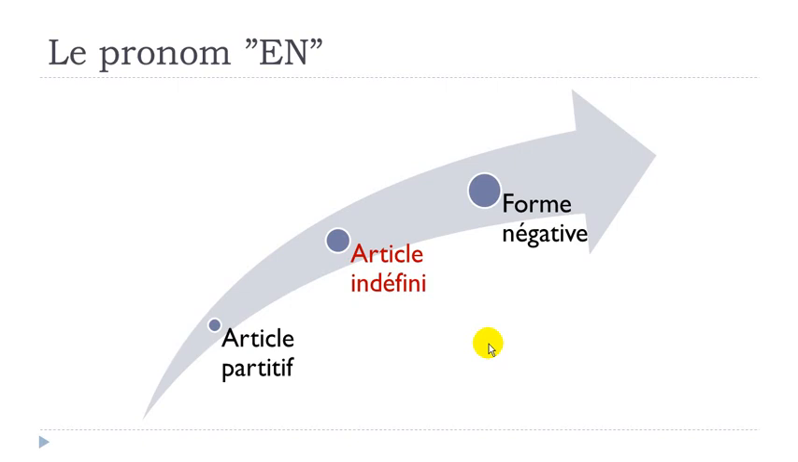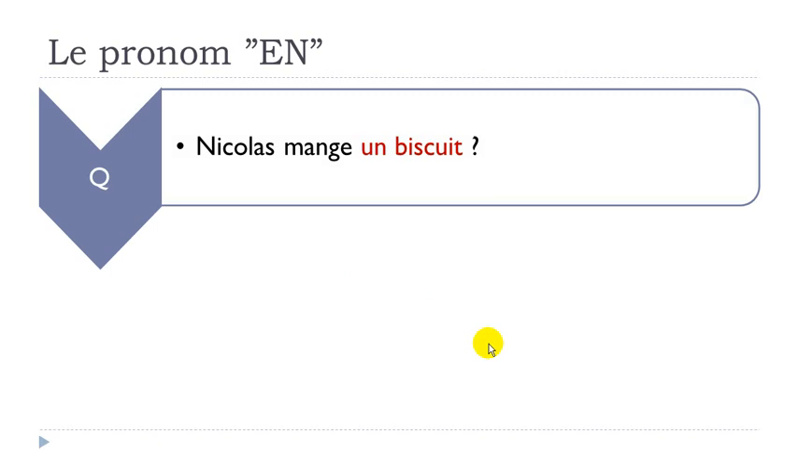Second structure, if you want to use le pronom en instead of an article indéfini. So let's see how it goes. In that case, you've got a question. Nicolas mange un biscuit. So it's quite interesting because the difference between what we had previously with this partitif, some, is that when you use this partitive form, you don't really give any information regarding the quantity. In that case, you use un, so that's clear, it's only one. Nicolas mange un biscuit.